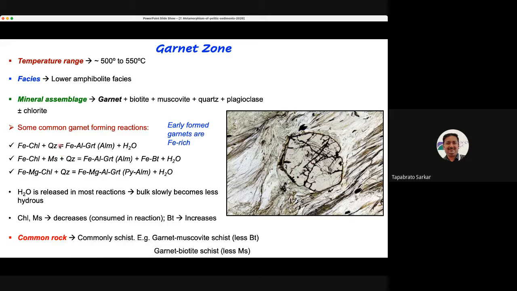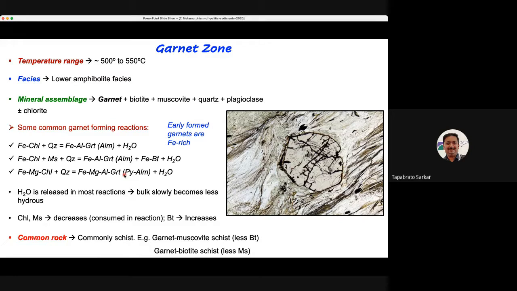Another reaction is where muscovite is a reactant. In 1 and 3, only quartz along with chlorite is a reactant. In number 2, along with chlorite and quartz, muscovite is also a reactant. The difference is that in this reaction you form biotite. The other two you don't form biotite because you don't need to. Now it depends on the slight difference in the bulk composition.